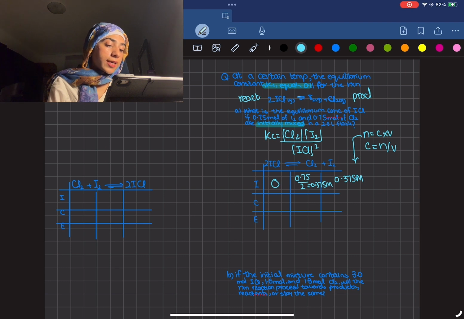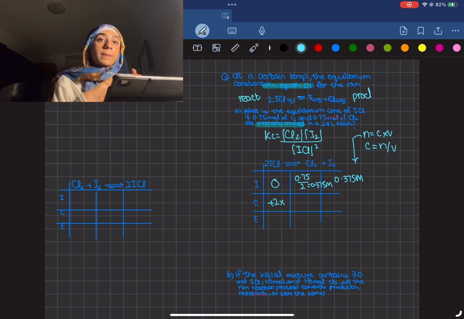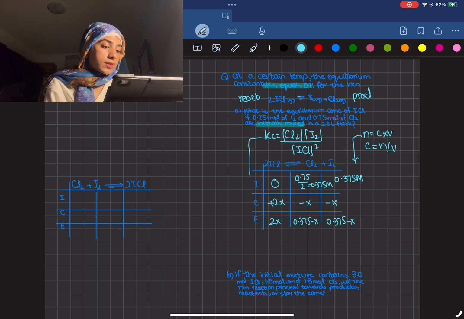So when I talk about change for ICl, it's going to be positive 2x. The reason why there's a 2 is because I have 2 moles of ICl, and the reason why it's positive is because it's getting made, so it's increasing in concentration. And then for Cl2 and I2, it would be negative x because they're getting used up and they just have 1 mole available. And then at my equilibrium, I'll just add them up, which would be 2x, and then 0.375 minus x, 0.375 minus x. Now I can use this and put in my values.